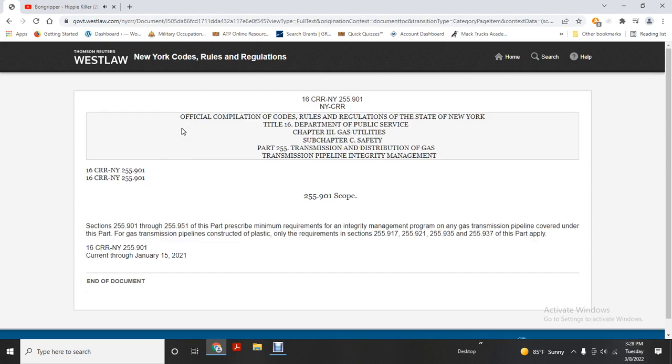Part 255.901. Sections 255.901 to 951 are part of the minimum requirements of the Integrity Management Program on any gas transportation pipeline covered under this part. For gas transmission pipelines constructed of plastic, only the requirements of Sections 917, 921, 935, and 937 in this part apply.